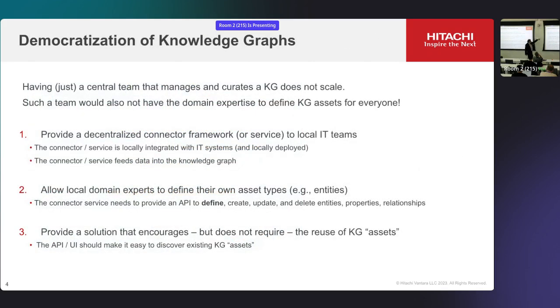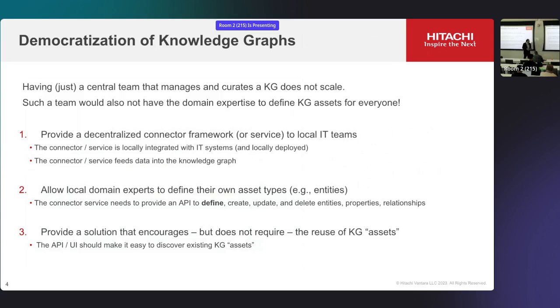So as I just pointed out, having a central team that's curating a knowledge graph simply doesn't scale, right? If you're part of that team, I'm not saying it's not a good idea to have teams that are really responsible for knowledge graphs, but we do need to democratize knowledge graphs somewhat, make them really ubiquitous. And there are three ideas, or three things, that really make sense.